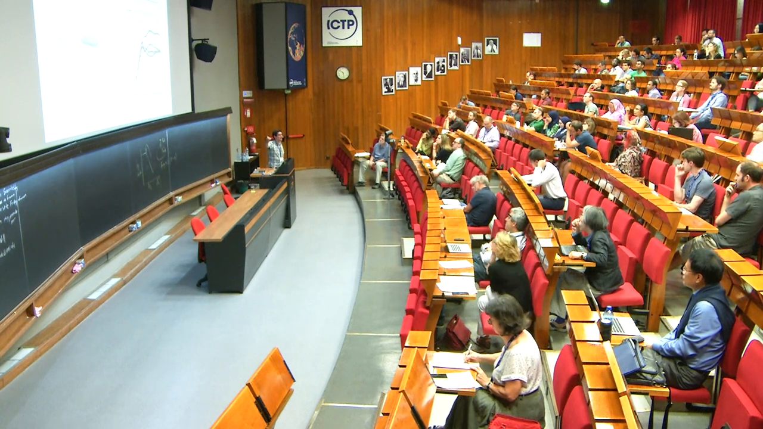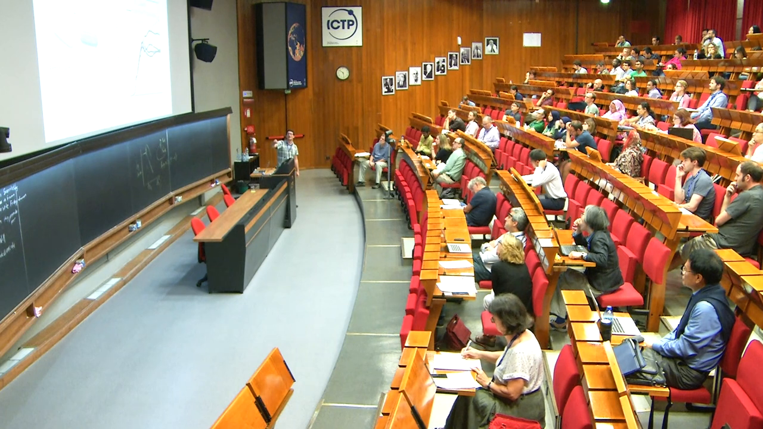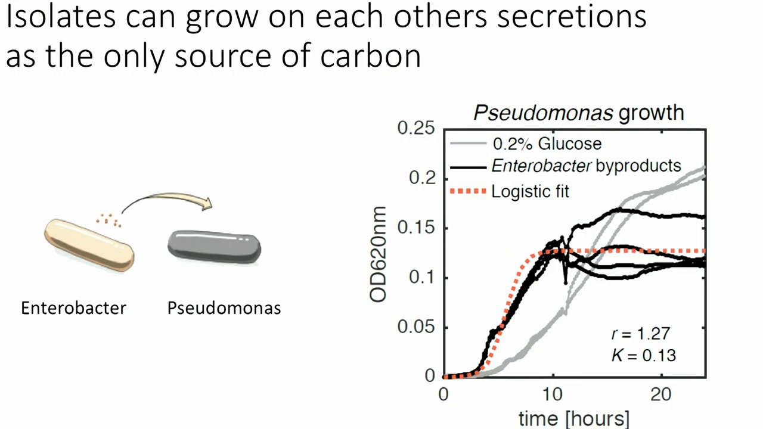This is an example of the type of data we generated here. The emitter is Enterobacter. We're taking the molecules that Enterobacter secretes and feeding them to Pseudomonas. There's no other carbon source here, only that. And these are the growth curves. In gray, that's Pseudomonas growing in 0.2% glucose, which is the concentration we use. And in black, those are multiple replicates of Pseudomonas growing on Enterobacter's secretions.